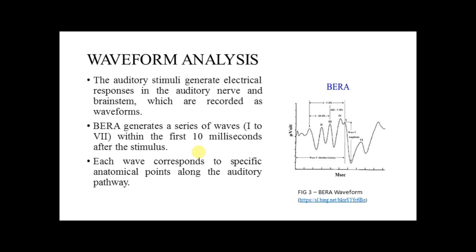Waveform analysis. The auditory stimuli generate electrical responses in the auditory nerves and brainstem, which are recorded as waveforms. BERA generates a series of waveforms, 1 to 6 or 7, within the first 10 milliseconds after the stimulus is applied. Each waveform corresponds to specific anatomical points along the auditory pathway. As you can see in the diagram, there are 6 or 7 waveforms developed from that test.